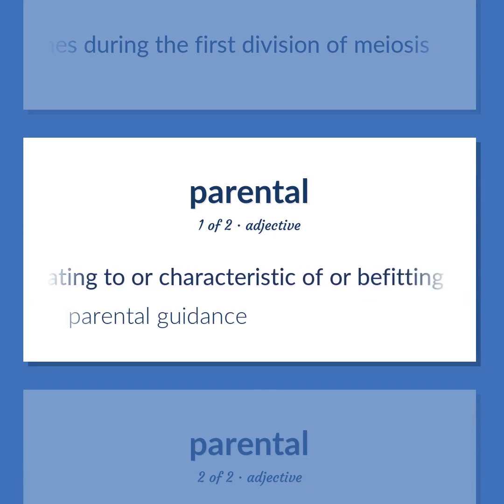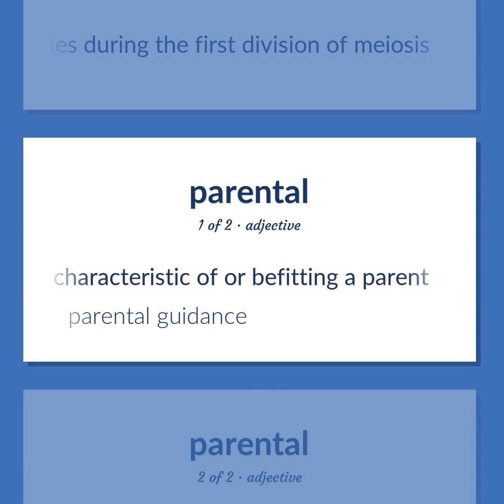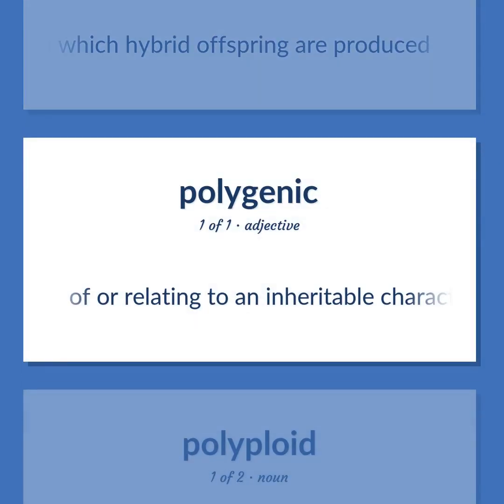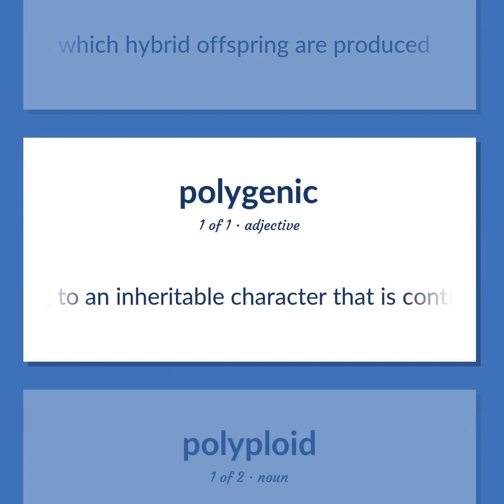Relating to or characteristic of or befitting a parent. Parental guidance. Designating the generation of organisms from which hybrid offspring are produced. Of or relating to an inheritable character that is controlled by several genes at once.